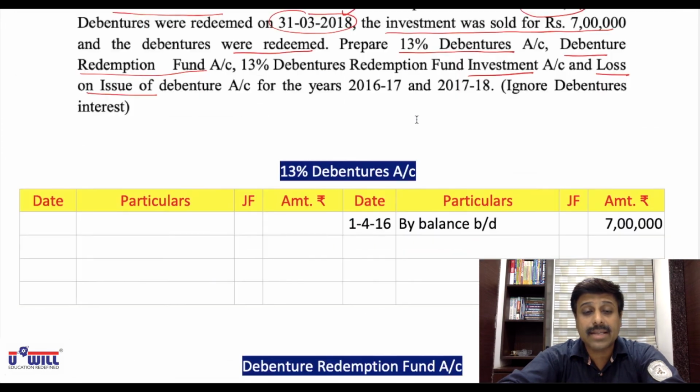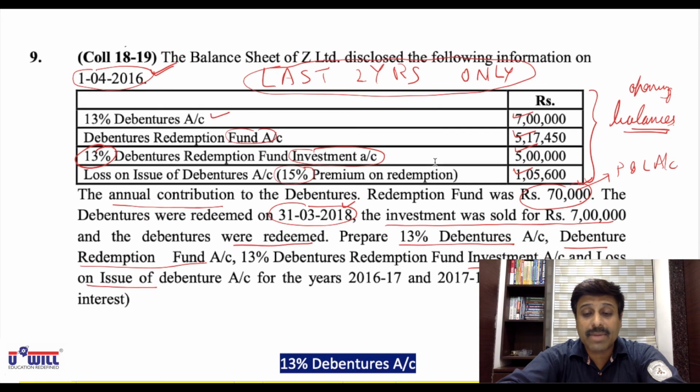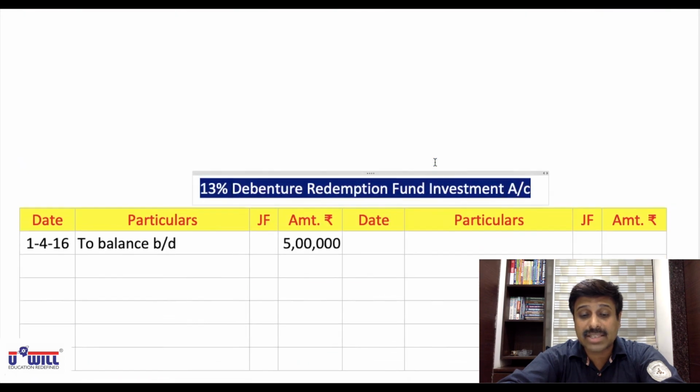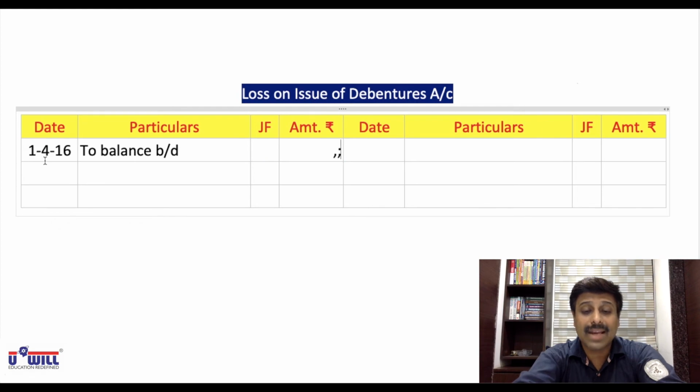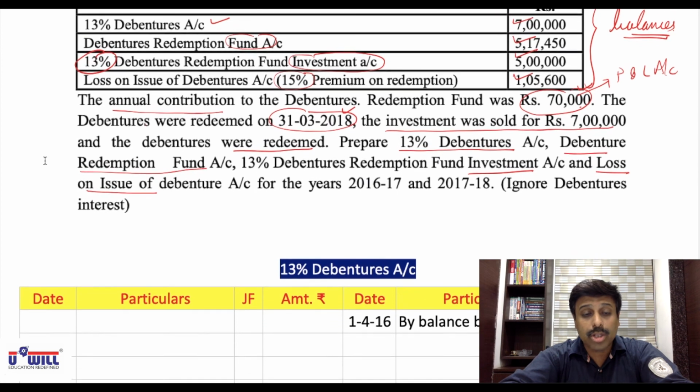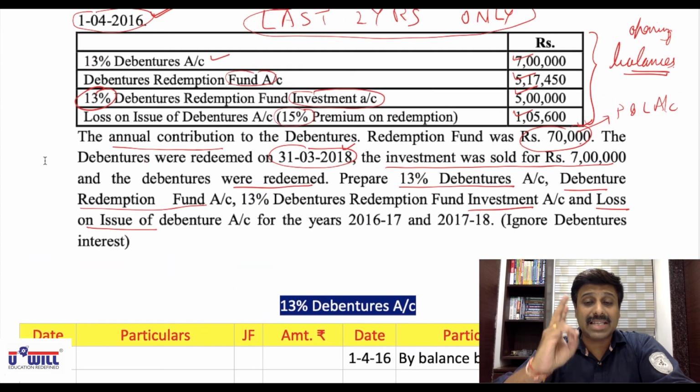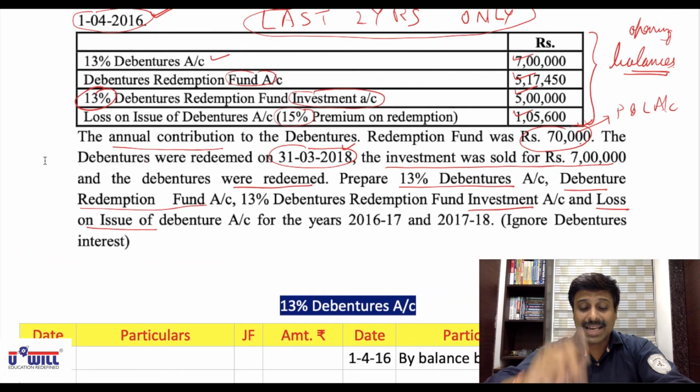And then lastly, loss on issue of debentures has a balance of 1,05,600. Loss always has a debit balance, so in the loss account, debit side, 1/4/16 to balance brought down, 1,05,600. So all the opening balances have been recorded. Now we have to pass the last 2 years' entries only. So what will be the last second year entry?